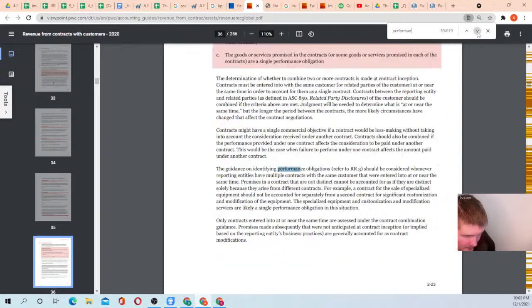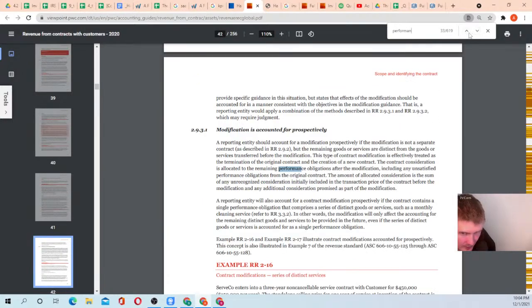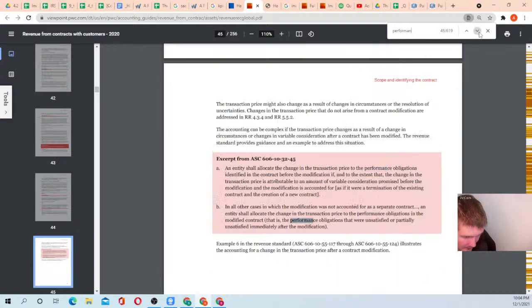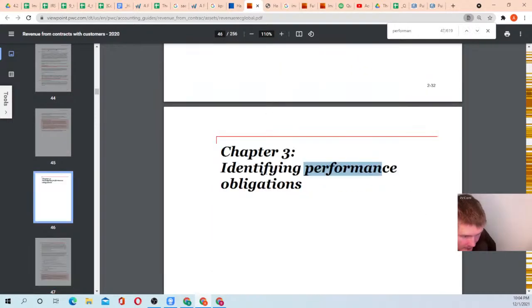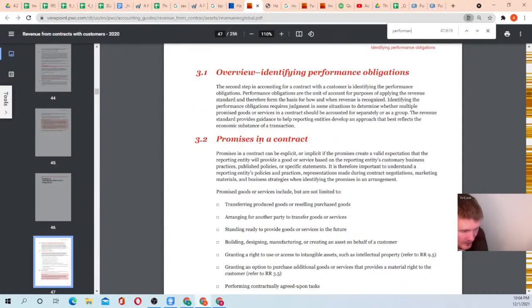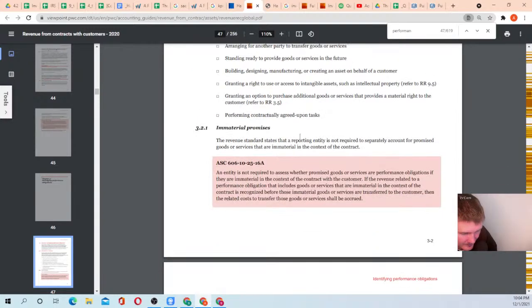Contract term, combining contracts. Okay, identifying performance obligations. So performance obligations are the unit of accounting for purposes of applying the revenue standards, and they form a basis for how the revenue is recognized.